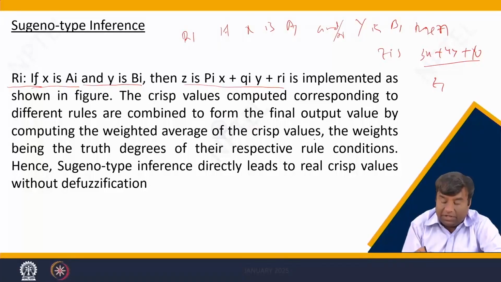We need to find the weighted average, the weights being the truth degrees of the respective rule conditions. In Sugeno type inference, the process directly leads to real crisp values without defuzzification. So in Sugeno there is no need to use defuzzification.